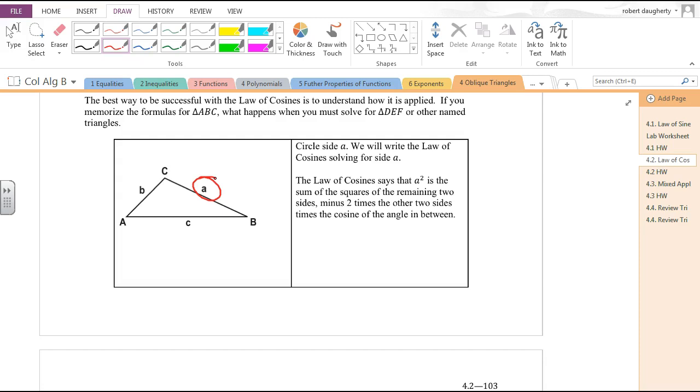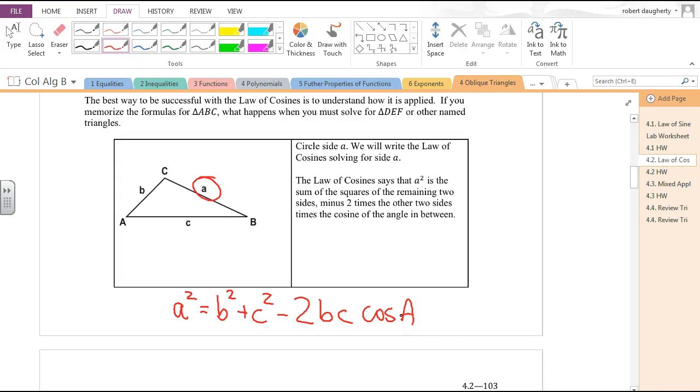So if I'm solving for side a, I know that a squared is equal to b squared plus c squared minus 2 times bc. So if I'm solving for a squared, a squared is b squared plus c squared minus 2bc and the cosine of the angle in between them. What angle is in between b and c? A. So it's just cosine a. Okay. That's how I solve for a squared.